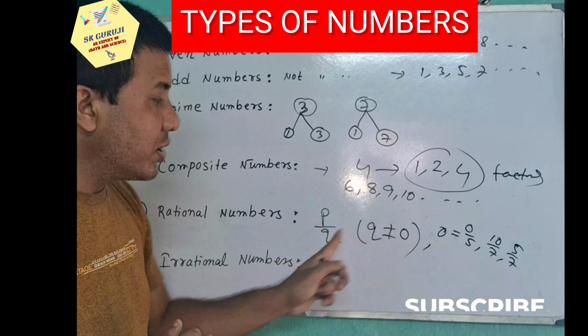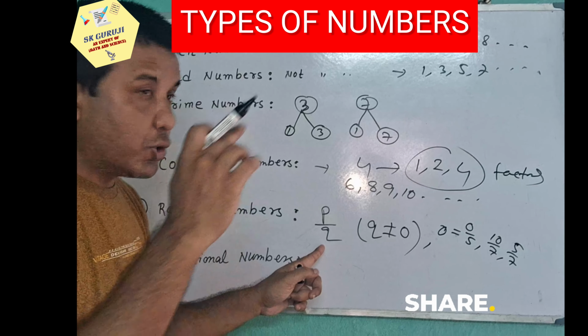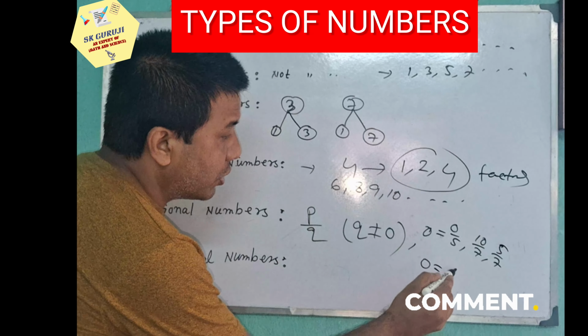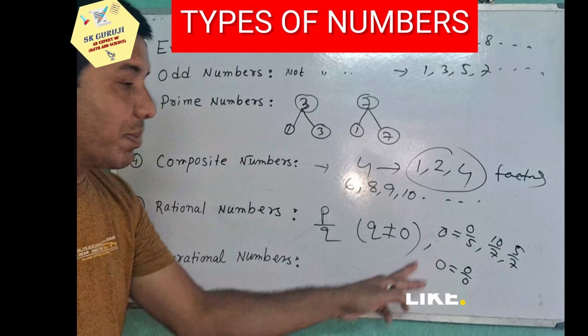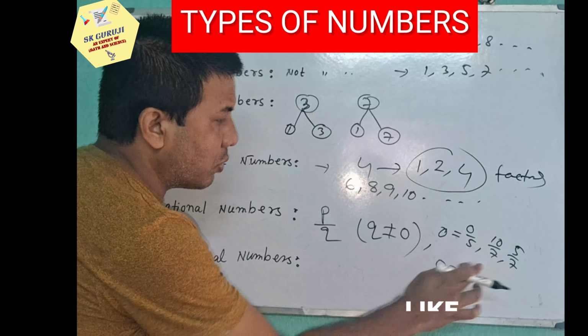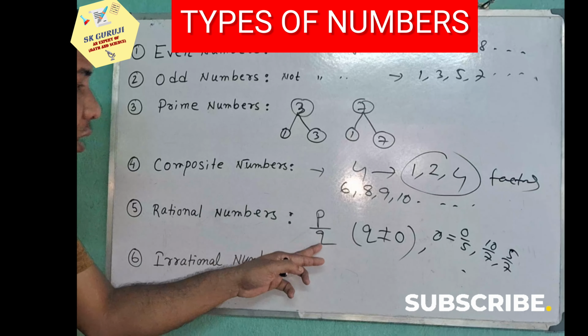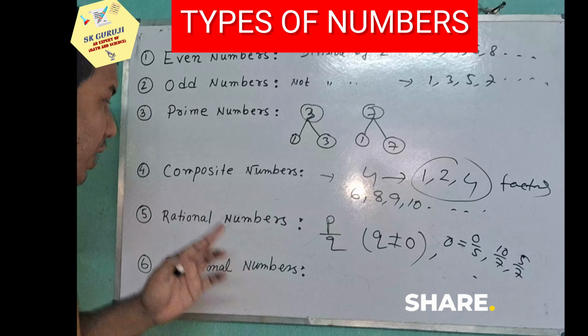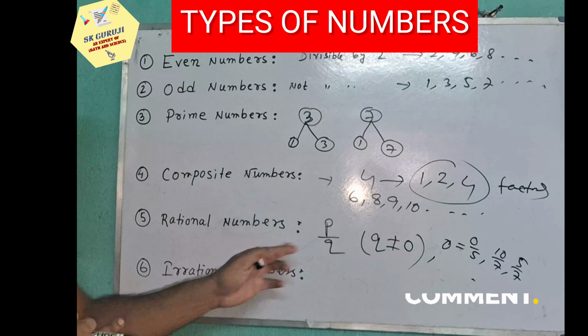But mind you, 0 is a rational number. You cannot write 0 as 0 by 0. It cannot be that. 0 means 0 by 5. 0 by 0 could be any number. So the lower part, the q part, is never 0. That is the important thing about rational numbers.